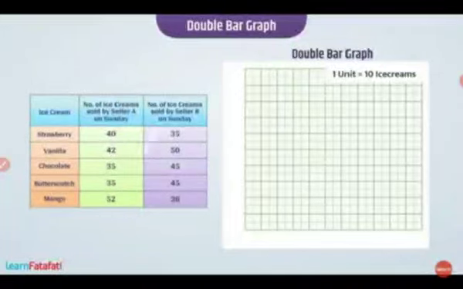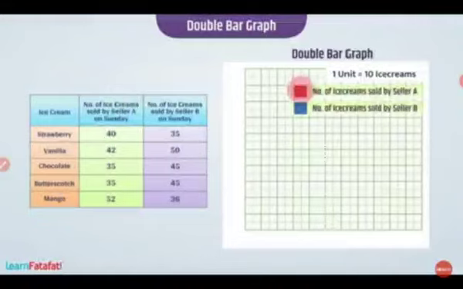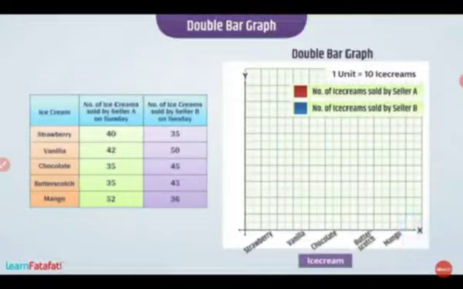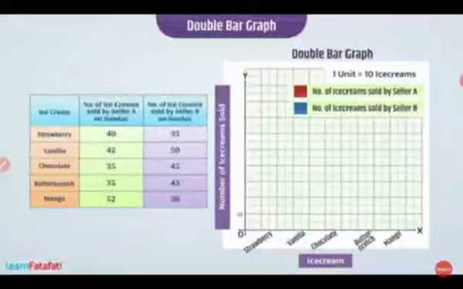Now, here we have to draw 2 bars, so we must differentiate them so that we can read them easily. To do so, we can write legends like this. We can draw a bar like this to show the number of ice creams sold by seller A on Sunday and a bar like this to show the number of ice creams sold by seller B on Sunday. Let's draw the double bar graph. First, draw vertical and horizontal axis. Show categories like strawberry, vanilla, chocolate, etc. on the horizontal or vertical axis and show the number of ice creams on the other axis according to the scale taken.